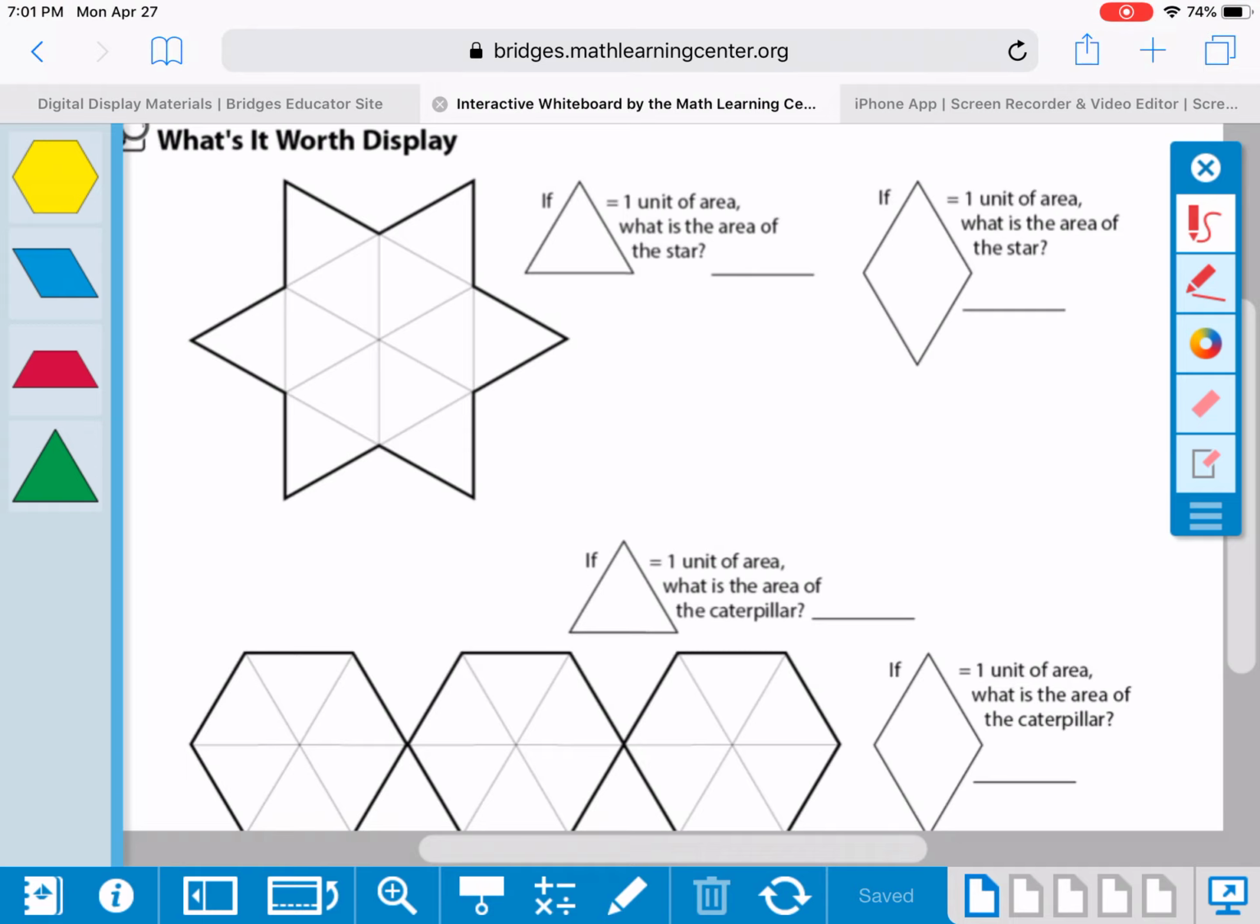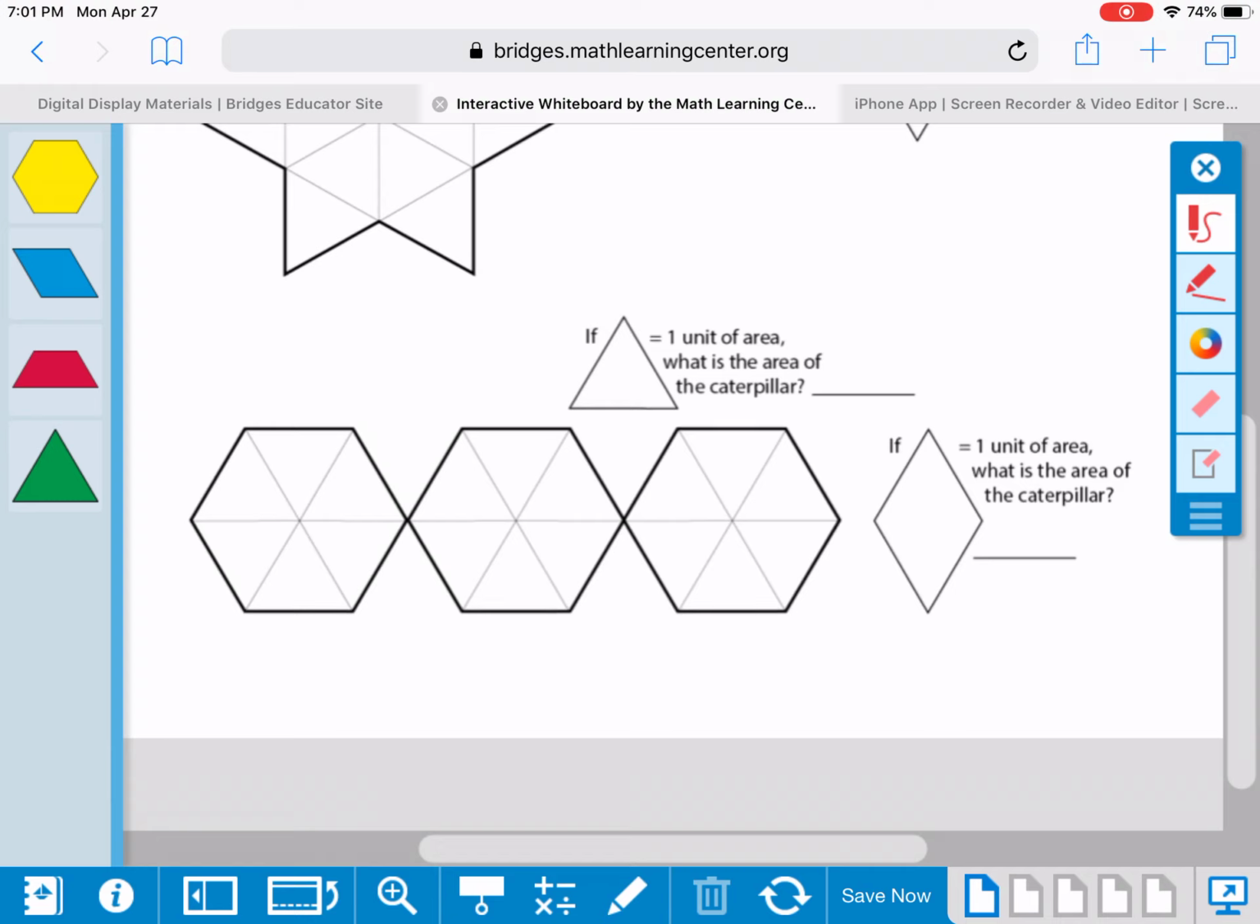The first shape that we're going to measure the area of is this shape right here. It's a caterpillar. That's what we're going to call it today. I know it might look a little different than caterpillars that you've seen before, and that's okay. The first thing I'm going to do is measure my caterpillar using the green triangles, and then I'm going to measure my caterpillar using the blue rhombus. So I'm going to think about what I notice about this caterpillar.